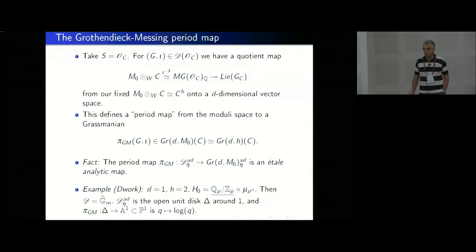D is 1, H is 2, and we want to deform Q_p over Z_p times mu_p^infinity, and the only thing that deforms, as I said, is the extension class, and therefore the formal scheme that represents it is G_m hat, and its OC points are the open unit disk delta around 1 in OC. And it turns out, of course, the Grassmannian of lines in the plane is just P1, and it turns out that the period map in this case simply takes q to log q.